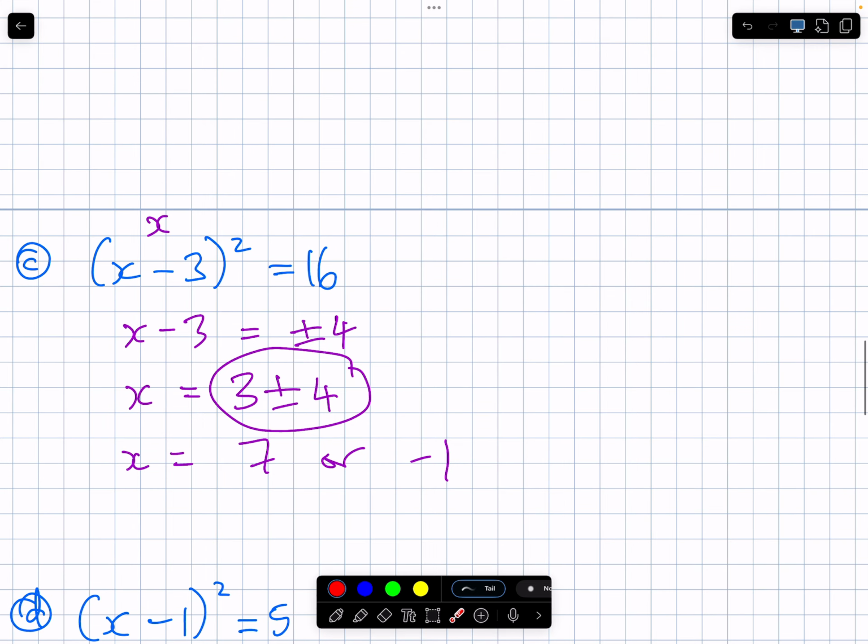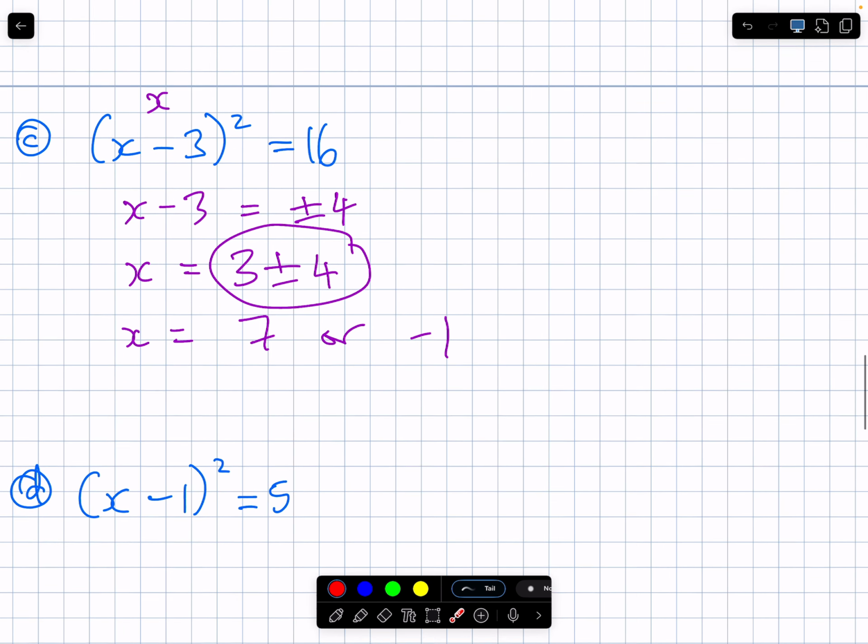I want to do one more complex one, and then I'll stop there. I'll teach the second thing. Null factor law is quite short. The last one I want to show, because it shows you leaving a square root.